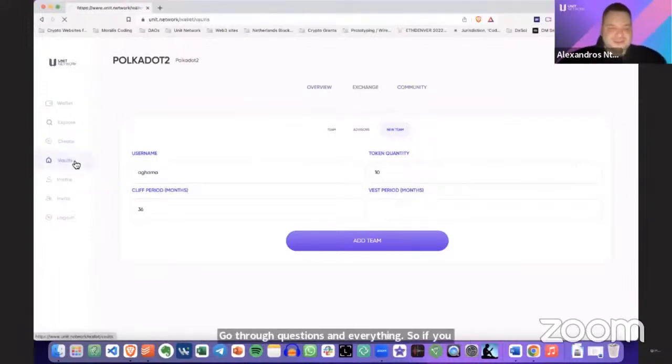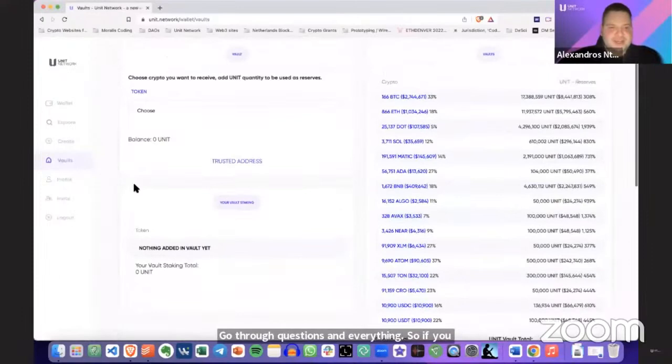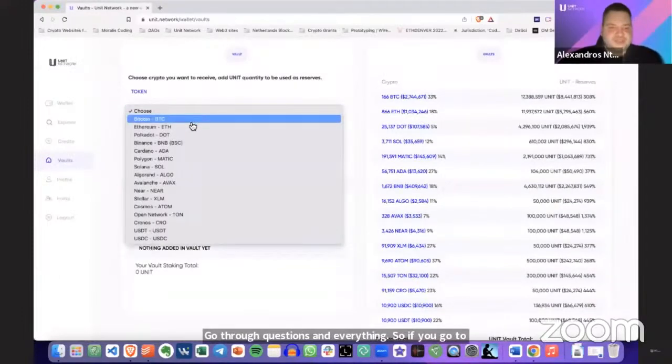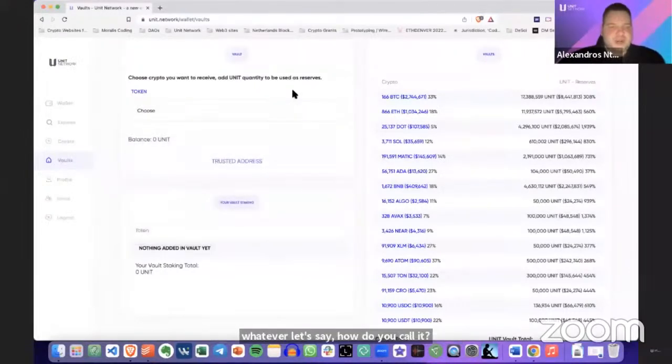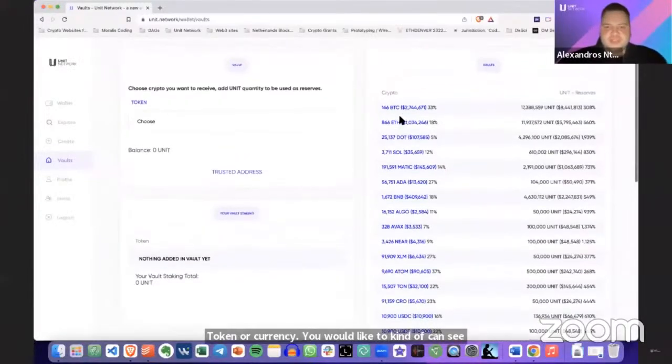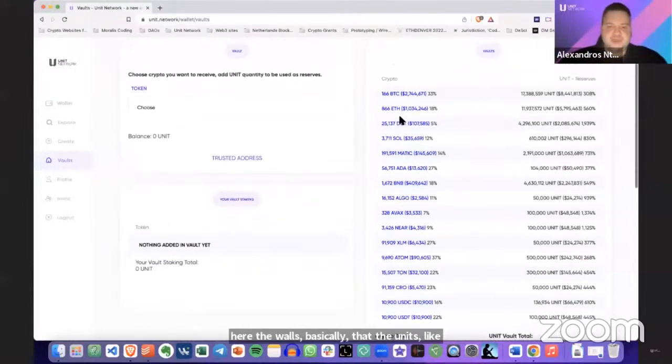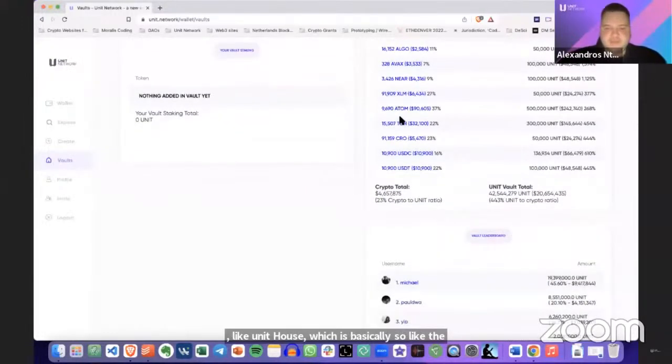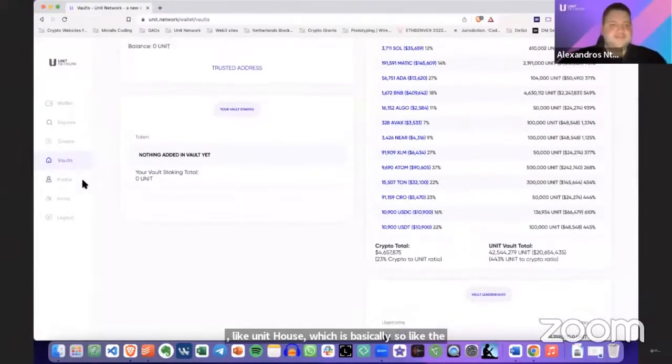If you go to Vaults here, you can choose whatever token or currency you would like. You can see here the Vaults, basically what the unit has generally, which is sort of like the treasury that we have.